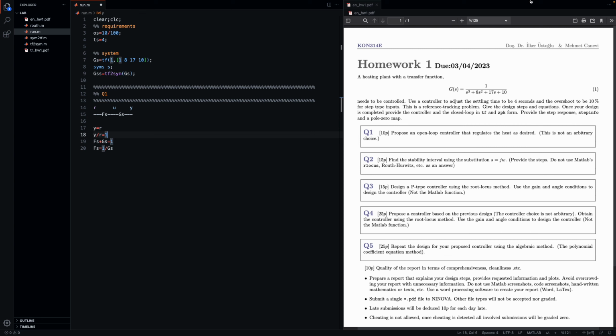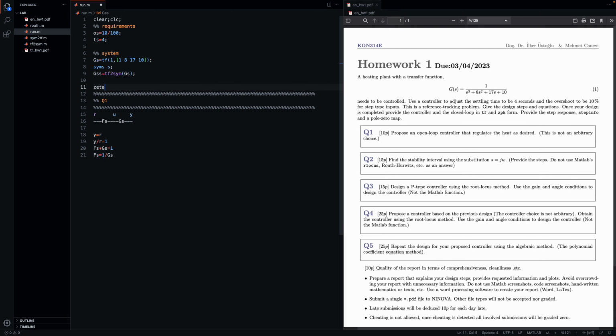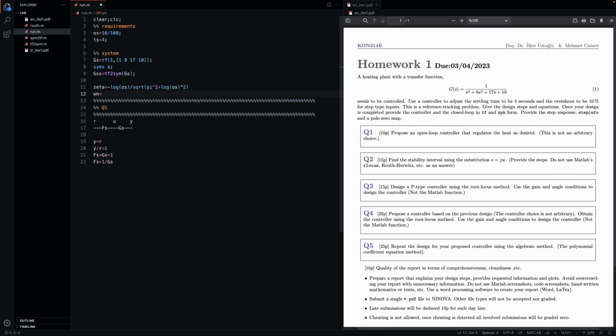So what this means actually is that since we have zeta and omega n, let me directly calculate them. So zeta is minus log of overshoot divided by the square root of pi squared plus the logarithm of overshoot squared. And then we have omega n, which is 4 divided by ts times zeta here. Now you would argue that this isn't the original formula for overshoot and settling time. You would be right, but these are basically the inverse formulas that you also have to know, because we are given an overshoot value and I need to convert it into a zeta value.